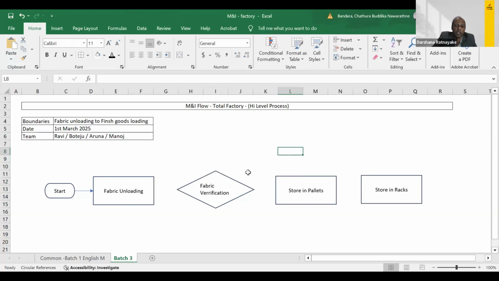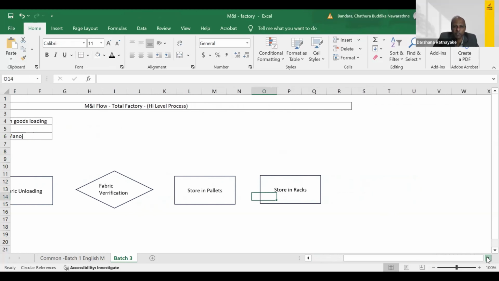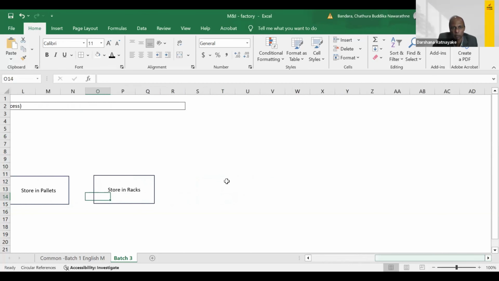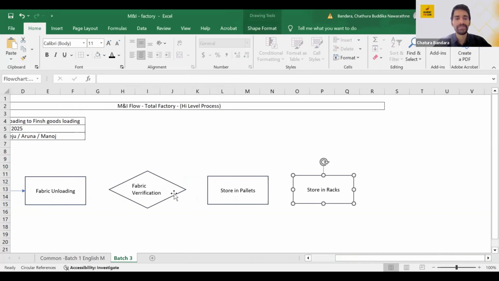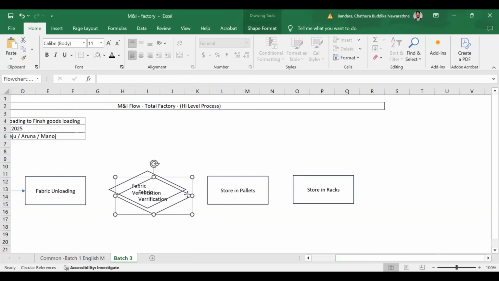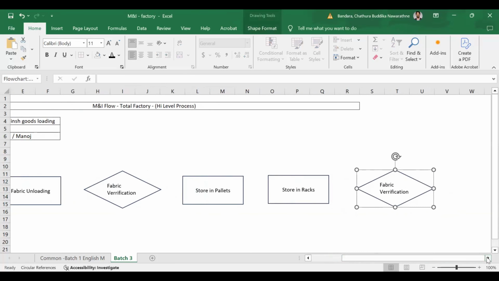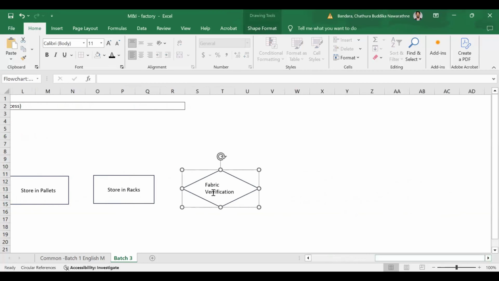Okay. The fabric verification, then it goes to pallet, then it goes to racks. Don't worry if we miss steps. In between there are a few more steps, but we'll keep it high level. Inspection, no? Fabric inspection. Yeah. After that, we keep it on the pallet and move to the quarantine area for the inspection. We do not send it directly to the warehouse. We quarantine the fabric in a dedicated area.